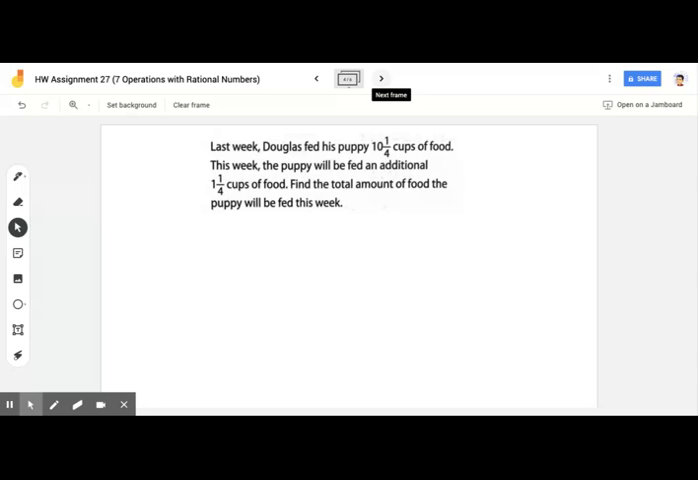So we have 10 1/4 plus 1 1/4. And we could probably estimate what this is going to be. It's probably going to be something like 11 1/2, but let's find out. So let's turn these into improper fractions. 4 times 10 is 40, plus 1 is 41. So 41/4 plus 4 times 1 is 4, plus 1 is 5, so 5/4, is equal to 46/4.